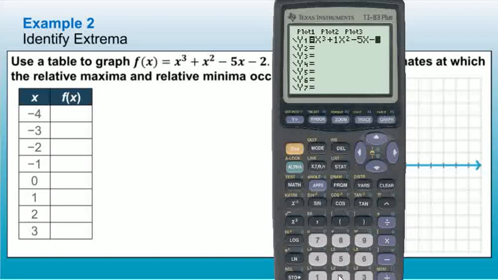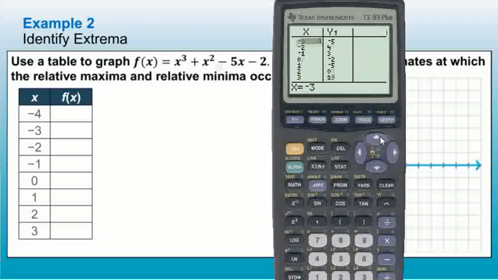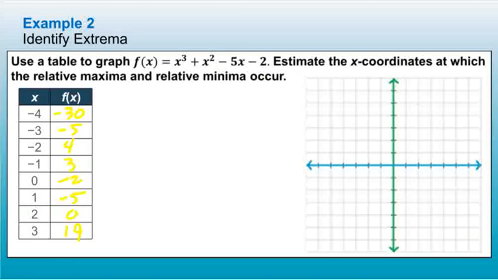minus 2. If we do second graph, get a table of values, let's go up to -4. We have -30. We have -5. We got 4. We got 3. We got -2, -5. We got 0. And if we go down one more, we got 19. We need to estimate the x-coordinates at which the relative maximum and minimum occur.